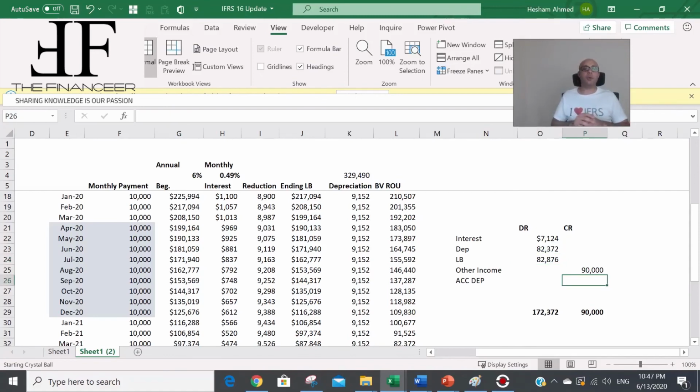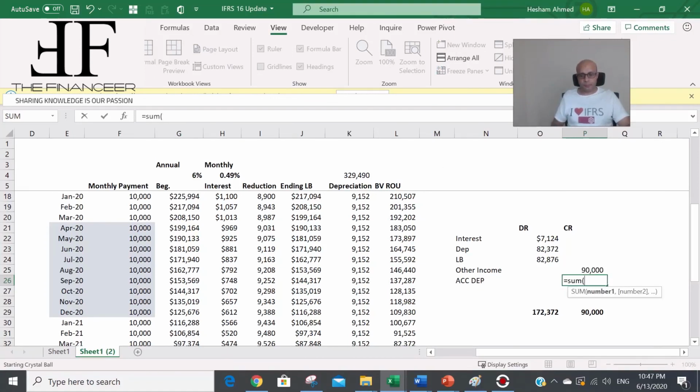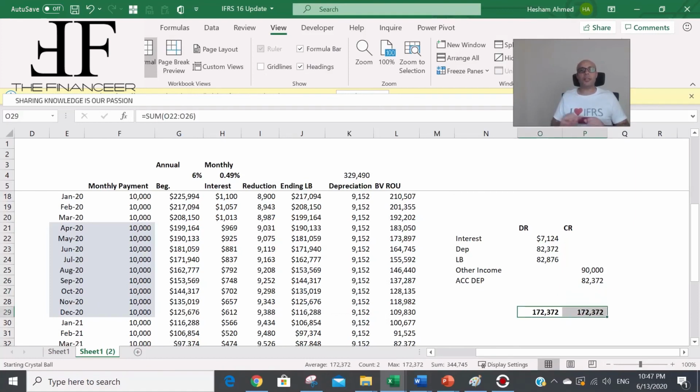And at the same time, you have to reduce your right of use. You can reduce the right of use directly by credit on the right of use, or you can create an account which is called accumulated depreciation for the right of use, and you have to make it a credit. So I'm going to say this will be the reduction, the same value of the depreciation, which is here. This will be the reduction in the right of use. So now you recorded the full journal entry and everything is stated.